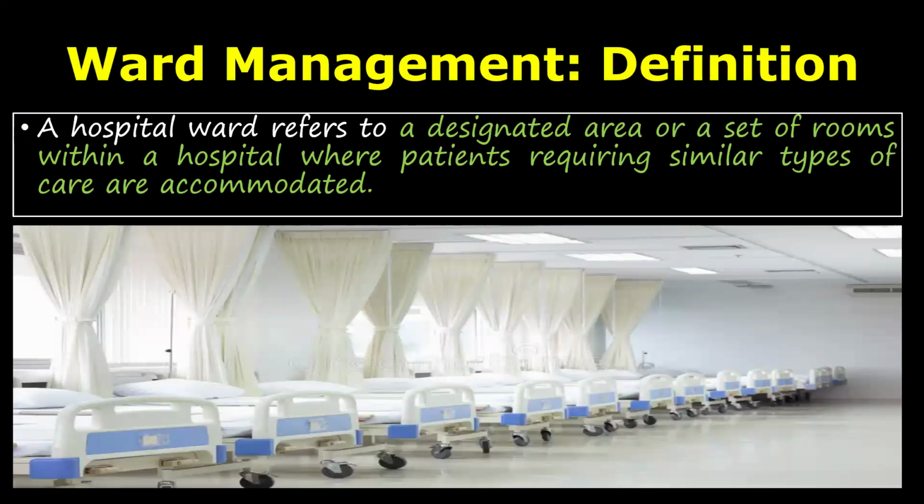Okay, the second part or the last part of our lesson is about ward management. So when we are talking about ward, I think you are all familiar with what a ward is. So a hospital ward refers to a designated area, place, or location, or a set of rooms within a hospital where patients requiring similar types of care are accommodated. So if you go to some hospitals, you will find that the ward is just a very big hall. All the patients are in there. Like, for example, in the picture, this is a ward.